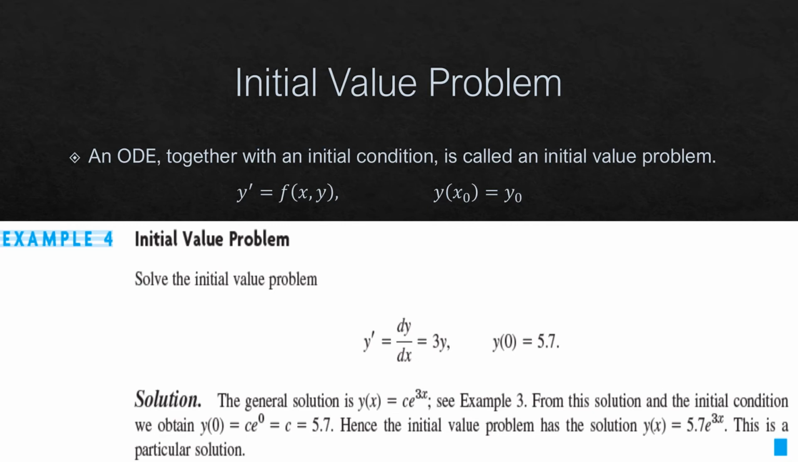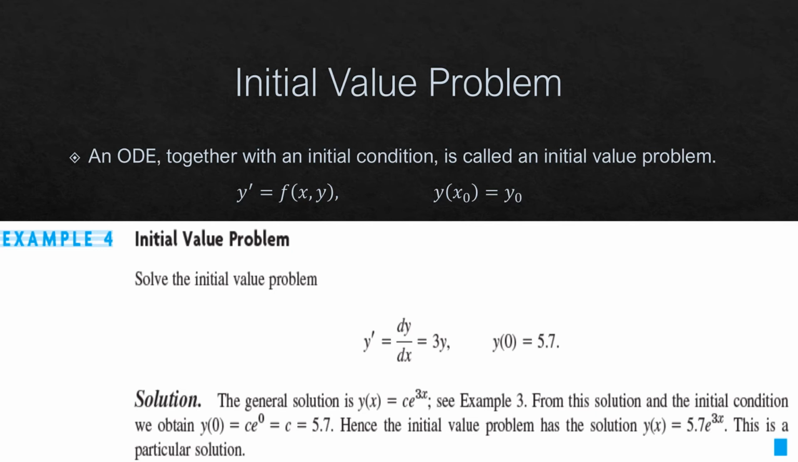So how do we get the particular solution? For that, we use the initial value problem. A differential equation together with the initial condition is called an initial value problem. So we have a differential equation here, written explicitly as y dot equal to f(x, y) and y(x0) is equal to y naught.